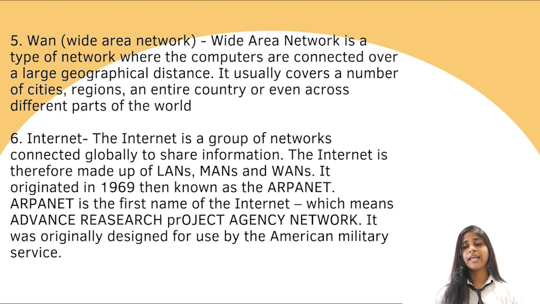Sixth, we have internet. As you all are seeing this video, you are using internet for watching it. So we will study about it in brief. Internet is a group of networks connected globally to share information. The internet is therefore made up of LANs, MANs, and WANs. It originated in 1969, then known as the ARPANET. ARPANET is the first name of the internet, which means Advanced Research Project Agency Network. It was originally designed for use by the American military services.